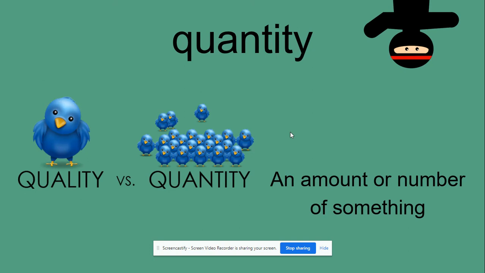Our next one is quantity. Please say quantity. Okay, now when we say quantity, you can hold up multiple fingers because quantity is the number of something. So quality is how great something is. Quantity is how many, okay? Would you rather have one really delicious cookie or would you rather have a quantity of okay cookies?